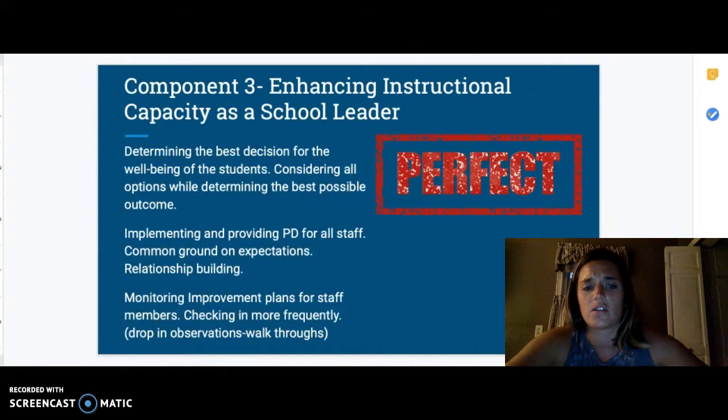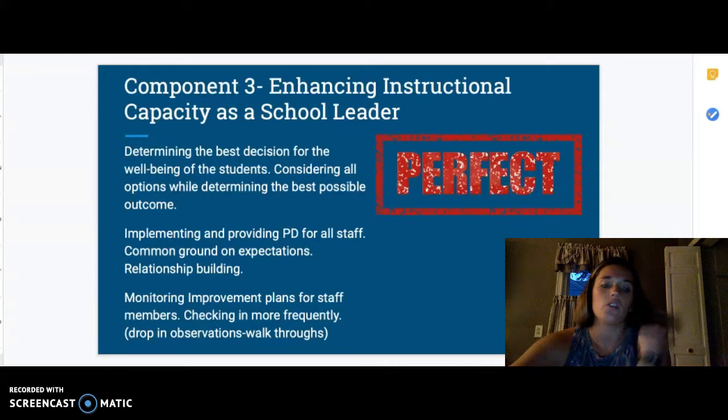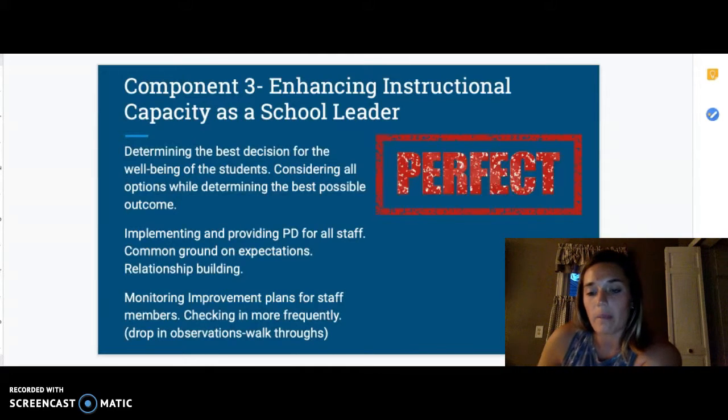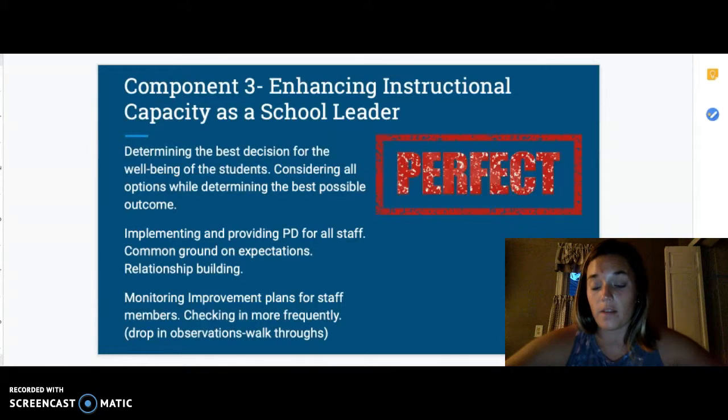This last component is enhancing the instructional capacity, not as a student now, but as a school leader. So making sure to make the best decision. You always have to make sure that you're looking at the students, they should be your number one priority. Obviously staff is very important, but this is about the students' well-being. So making sure that the school and the people inside the school are the best people that are there for the job, that they can get the job done. Providing this PD for the staff so everyone has a common ground of expectations. Also in these PD meetings, not everything has to be an agenda. You can have time to socialize, and that relationship building portion is essential for an effective and successful school.